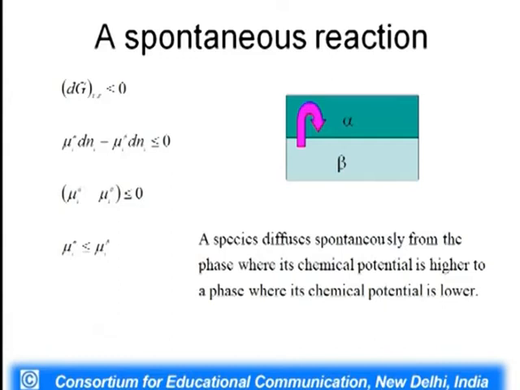So, for example, if you want a body to spontaneously move, then what you do is you put it at the top, and then from top to bottom it will come spontaneously. Top to bottom flow will be spontaneous, but bottom to top flow will not be spontaneous. This analogy is similar to what we see in chemical potential: higher chemical potential to lower chemical potential is a spontaneous process, whereas lower chemical potential to higher chemical potential is not a spontaneous process.